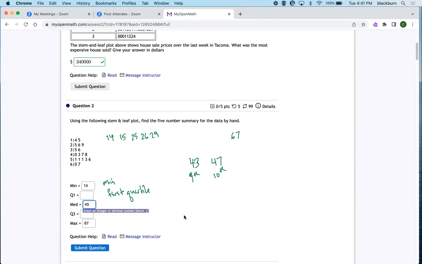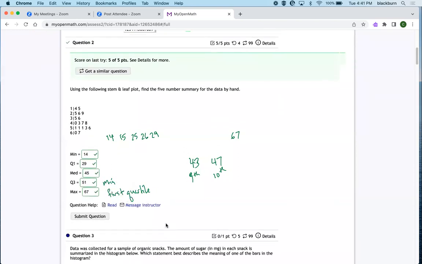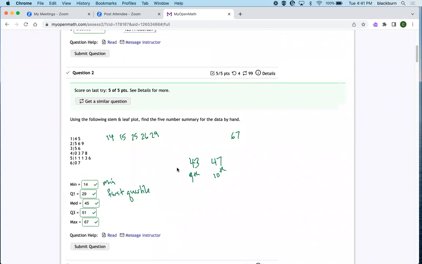Then, since the bottom half of the data has 9 values and the top half of the data has 9 values, the middle value is going to be the 5th from the bottom. So 14, 15, 25, 26, 29. The 5th value is going to represent quartile 1, and the 5th from the top will represent quartile 3. So 67, 60, 56, 53, 51 is going to be quartile 3. Now let's hope those are all correct. And they are.